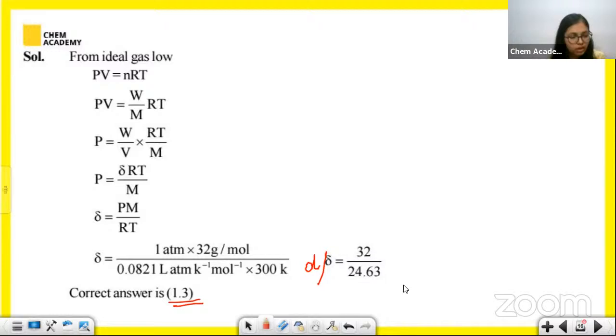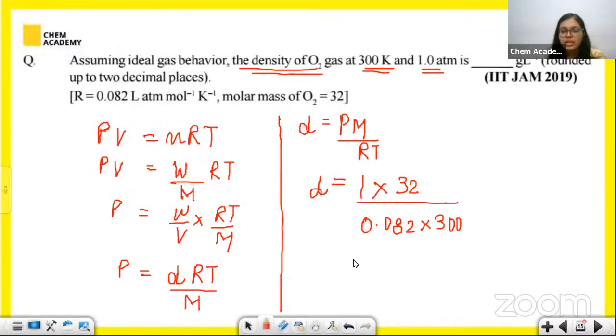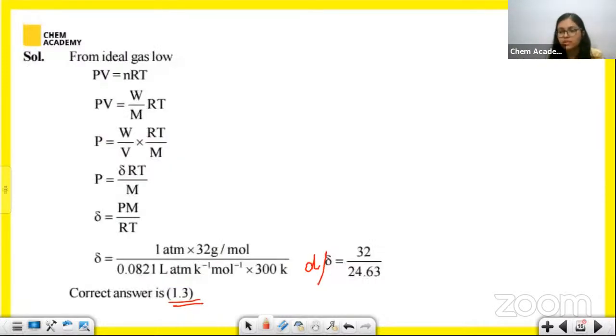Told the correct answer, very nice. Okay, so this question and the final answer will come out to be 1.3. This is the final answer to this question. Okay, now we will move on to the next question.